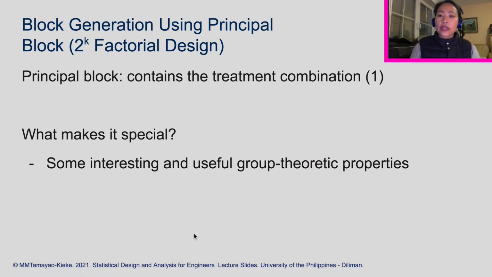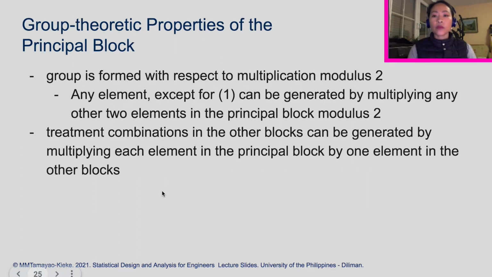Now let's talk about the concept of the principal block in a 2 to the k factorial design. The principal block is simply the one that contains the treatment combination 1, or the treatment combination where all the factors are at their low level. Now, what makes it special? It actually has some interesting and useful group theoretic properties. One being that the group is formed with respect to multiplication modulus 2.